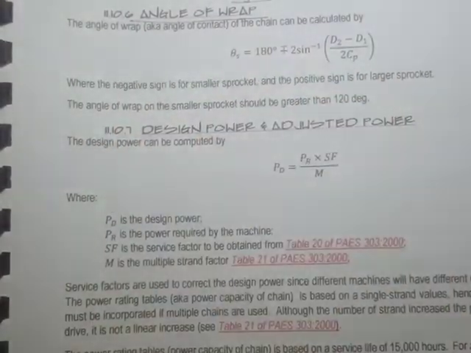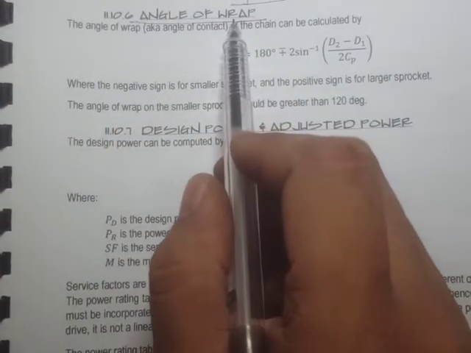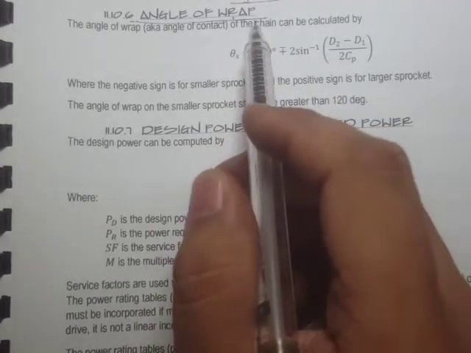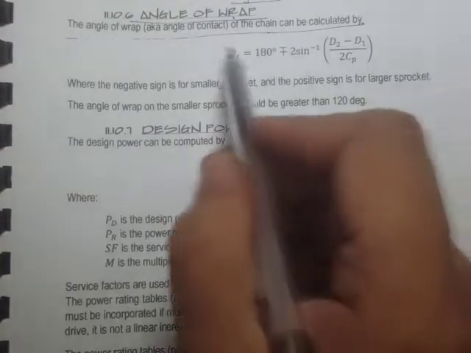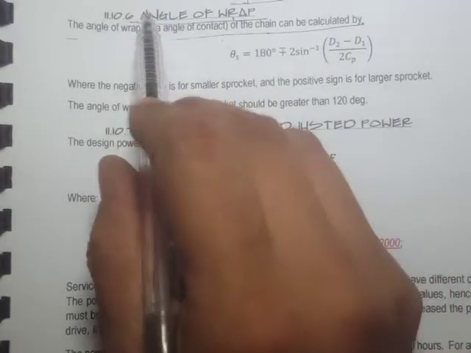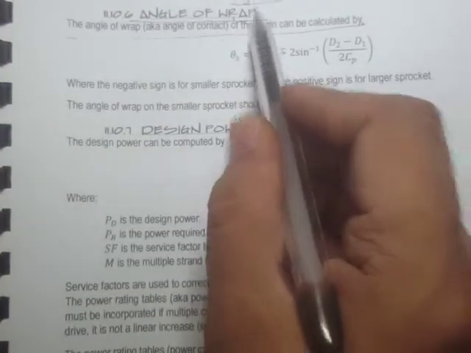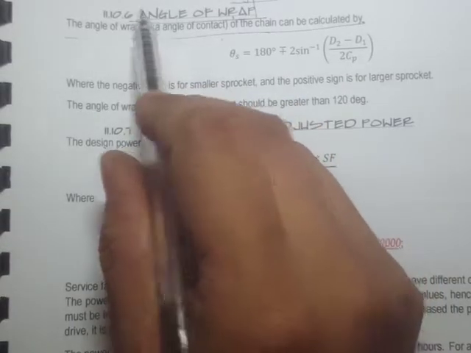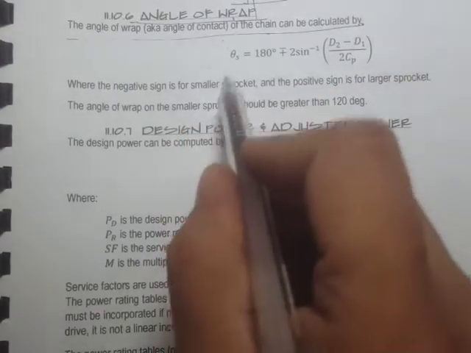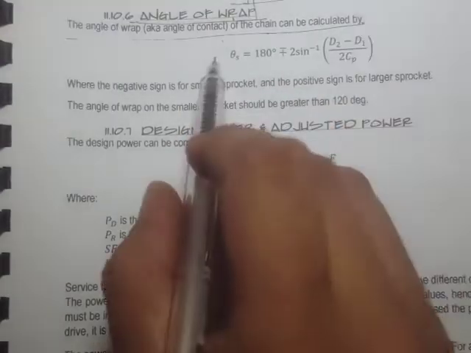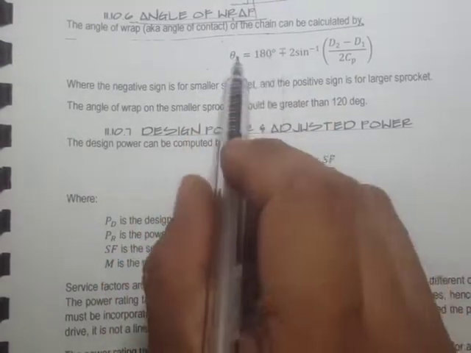Okay, and the next thing is this angle of wrap. The angle of wrap is something like the arc of contact for the belt drives. But I think angle of wrap is probably more precise, if I can say that. So we compute this using this equation, and this is in degrees, because sometimes there are also equations in terms of radians, but just take note of this.